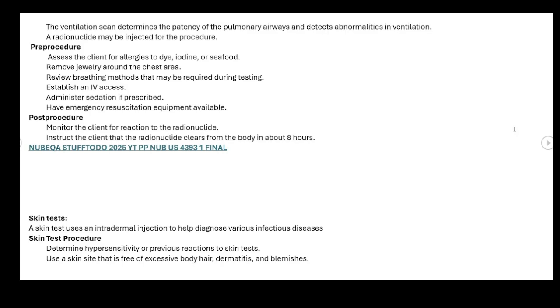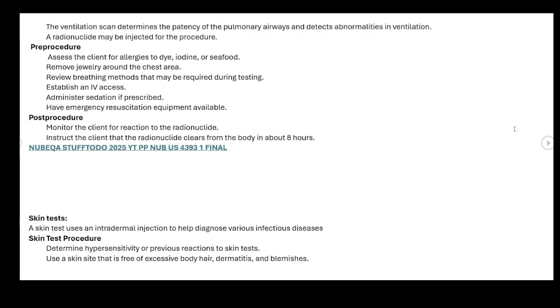It's all about safety. Now, when they come back from this procedure, we monitor the client for reaction to the radionuclide or whatever contrast was used. You also want to instruct the client that the radionuclide may clear from the body in about 8 hours if they are well hydrated.